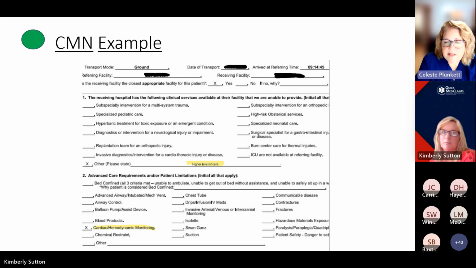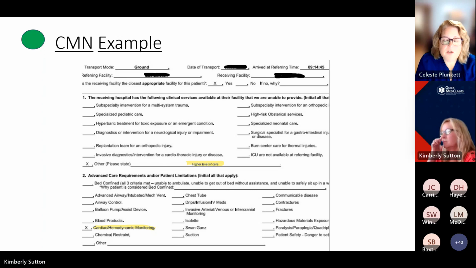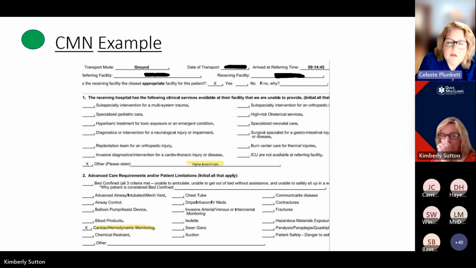Again, the CMN does not prove medical necessity. It helps, but the PCR itself has to document why the patient needs to go by ambulance with medical attendants. So again, this patient needed to go for GI surgery because, I forget if they had an obstruction, but the center where they were does not have GI specialists. So again, just something simple as a checkbox, that's appropriate versus saying higher level of care.